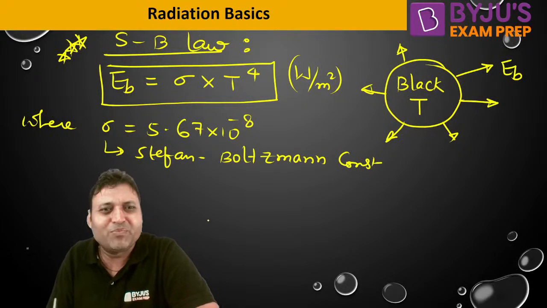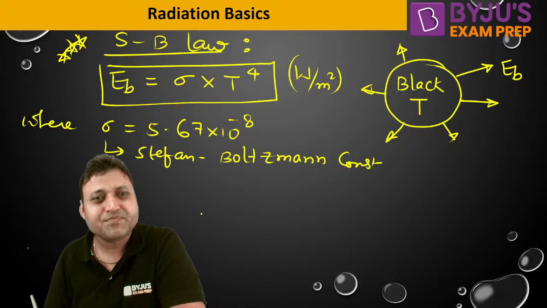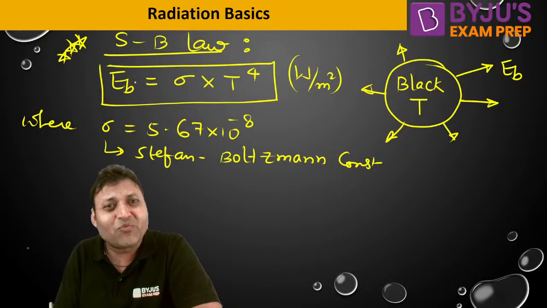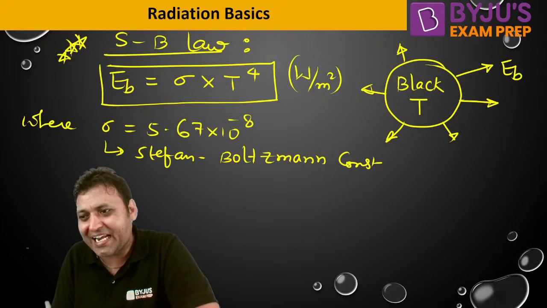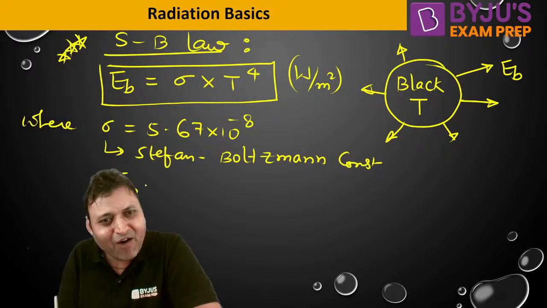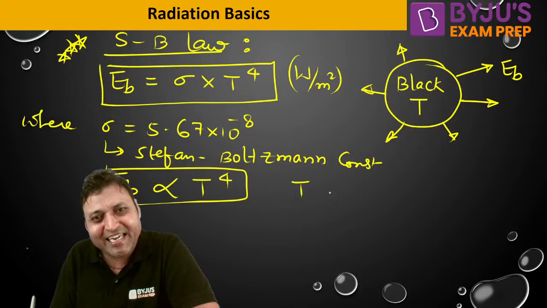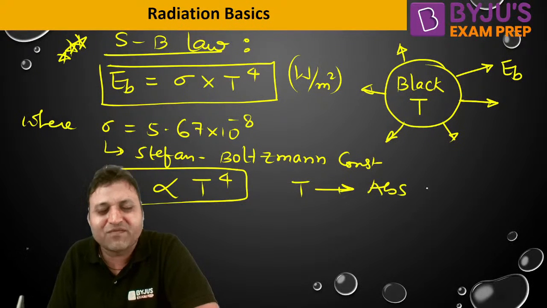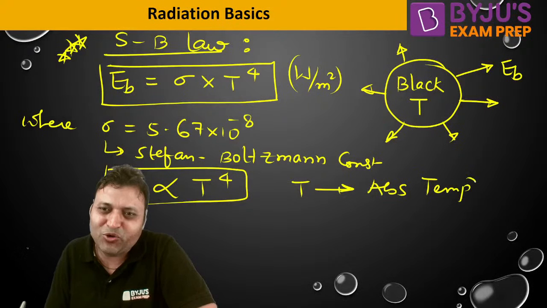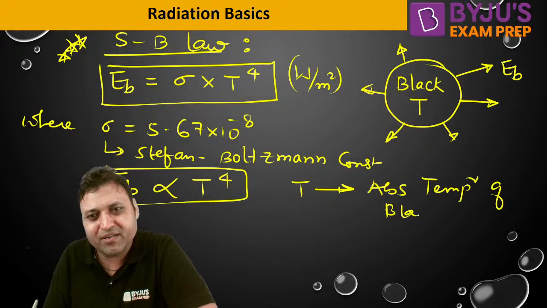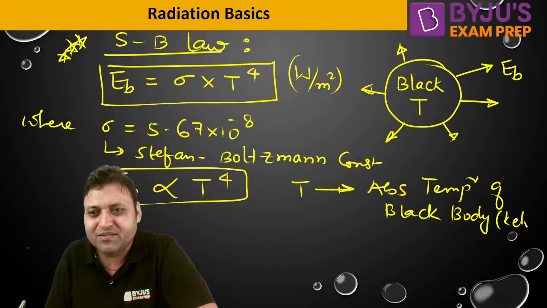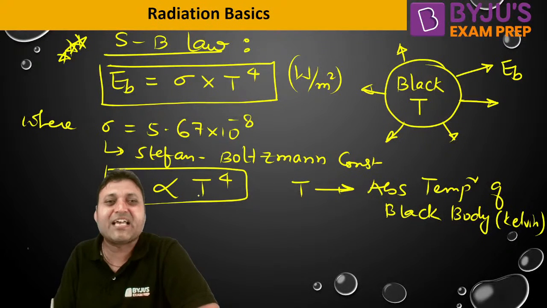Sigma is the Stefan-Boltzmann constant. What is the unit of sigma? So we can say the emissive power of a black body is directly proportional to T to the power 4, and T is the absolute temperature of the black body. What is the absolute temperature? That must be in Kelvin. That is important. The temperature has to be in Kelvin.